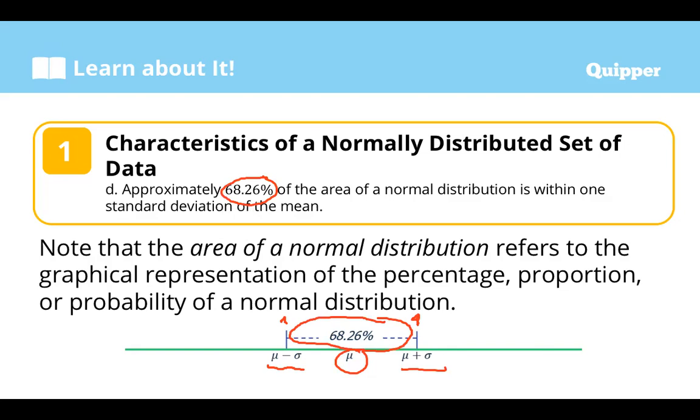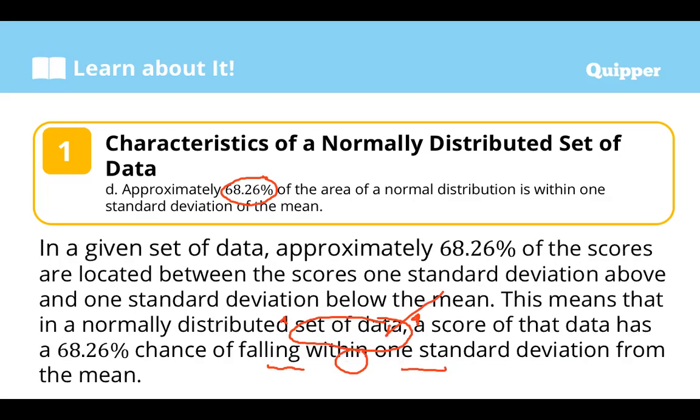68.26%. Okay? Note that the area of a normal distribution refers to the graphical representation of the percentage, proportion, and probability of a normal distribution. Okay? So this will be the approximate value of the area between one standard deviation below the mean and one standard deviation above the mean. Okay? Next.